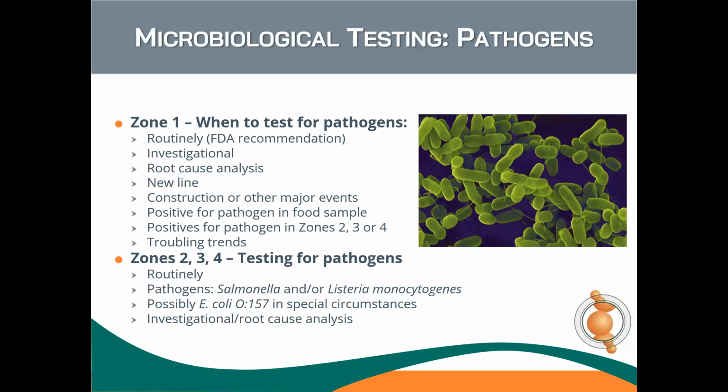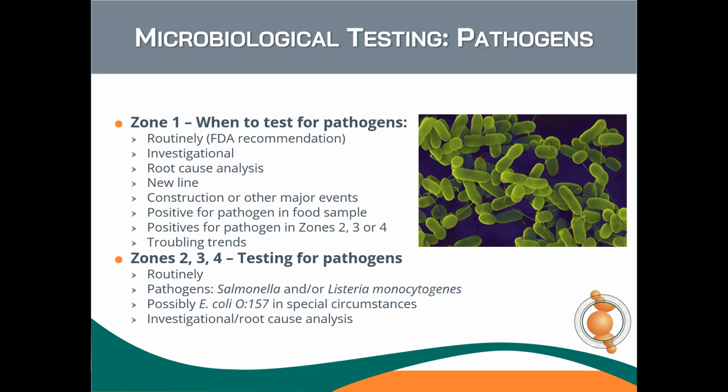All right, so now let's talk about the actual testing of your samples. So where exactly should we test for pathogens, and when is it appropriate to test for pathogens in each location? Starting with zone 1, which, as a reminder, is our food contact surfaces. It's recommended by the FDA that we test zone 1 for pathogens routinely. We should also test zone 1 for pathogens for investigational purposes and as part of our root cause analysis if we do happen to find a presumptive positive.